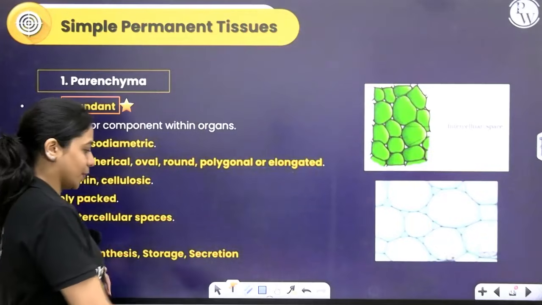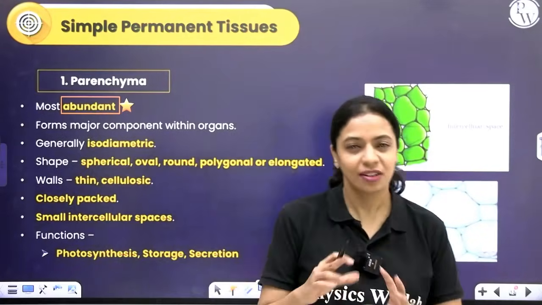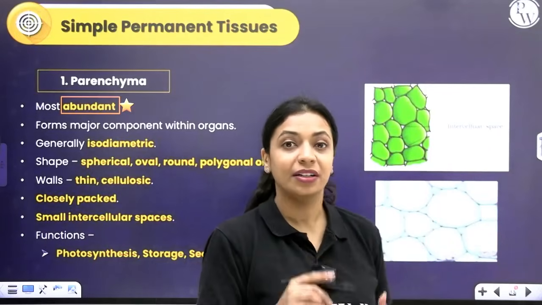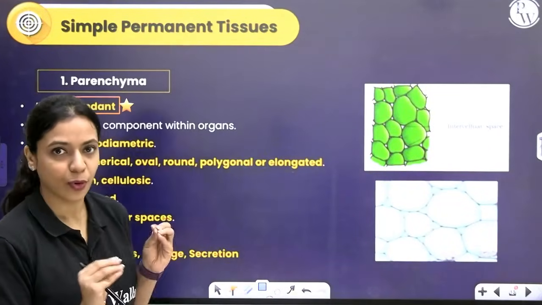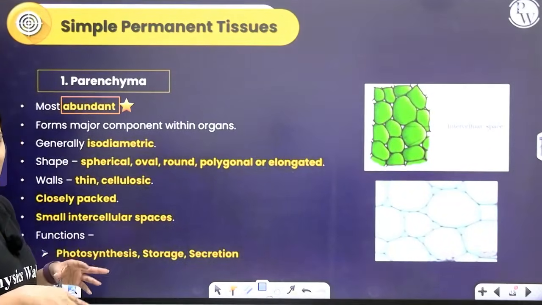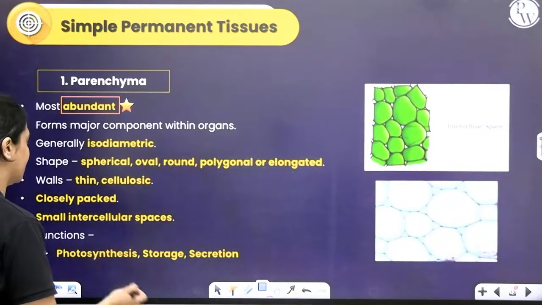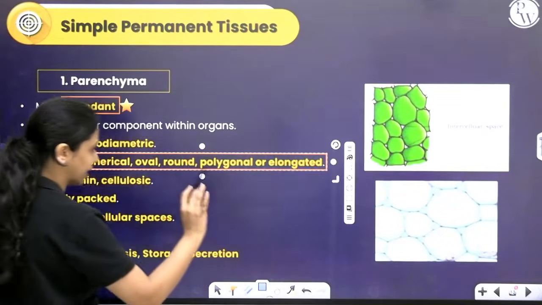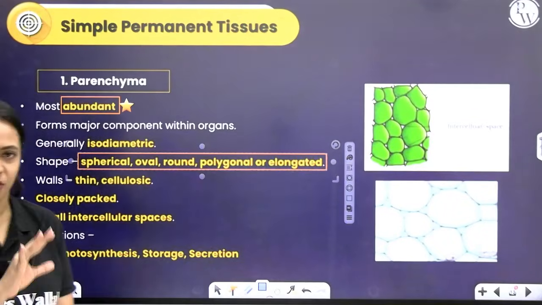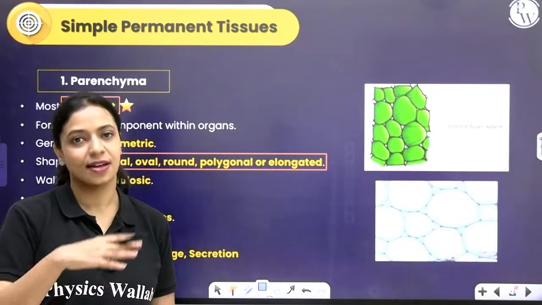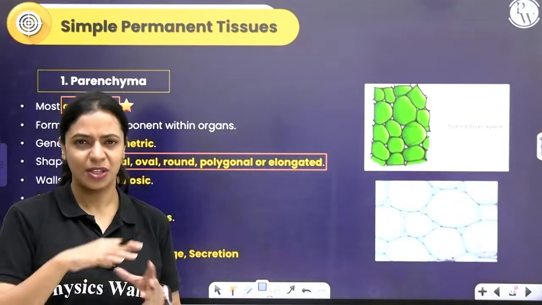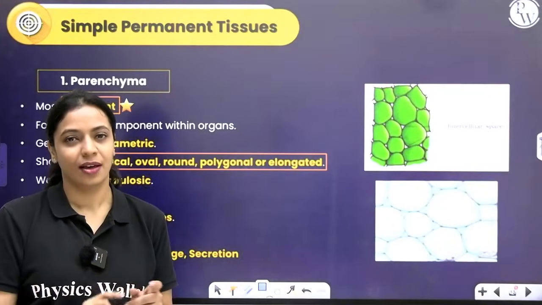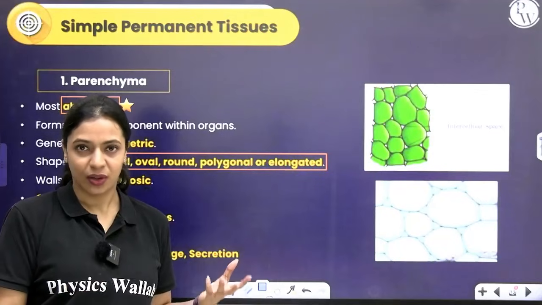Talking about the shape, it is variable. Generally, they are isodiametric, which means they are somewhat spherical in nature. But in different plant parts, their shape could change. They could be cylindrical in some plant parts. They could be oval, polygonal, elongated. So its shape can change. But in general, in most cases, they are somewhat isodiametric. Isodiametric means almost spherical, where if you take the diameter, it will be similar. Nearly equal, then you call it isodiametric.